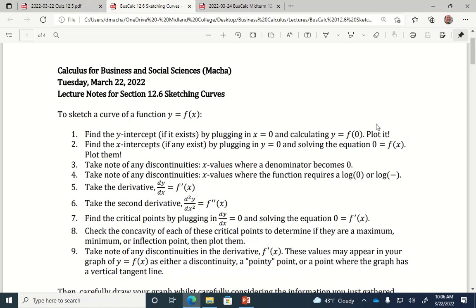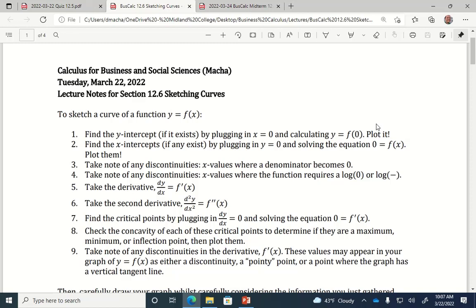Step 5, we're going to take the derivative. Step 6, you're going to take the second derivative of whatever you're looking at. And then in step 7, we're going to use that derivative formula and set it equal to 0 to find our critical points. So those values of x that satisfy that equation are going to give us our critical points.